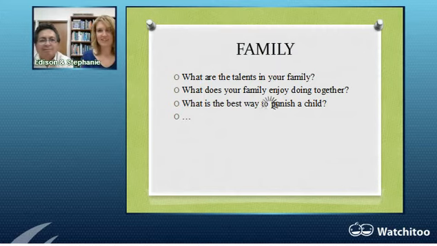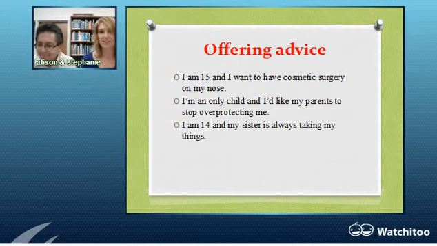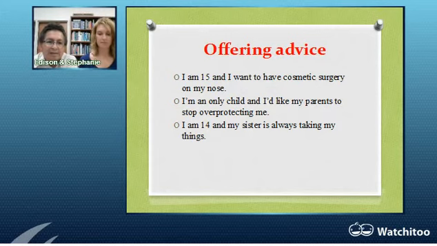Okay, the next one, I think this one is very interesting for students, both teenagers and university and adults: offering advice. Offering advice, okay. Everybody has a best friend. Some of us have more than one best friend. And so one of the roles that a best friend has is to offer advice sometimes. And then what you can do is to ask about problems.